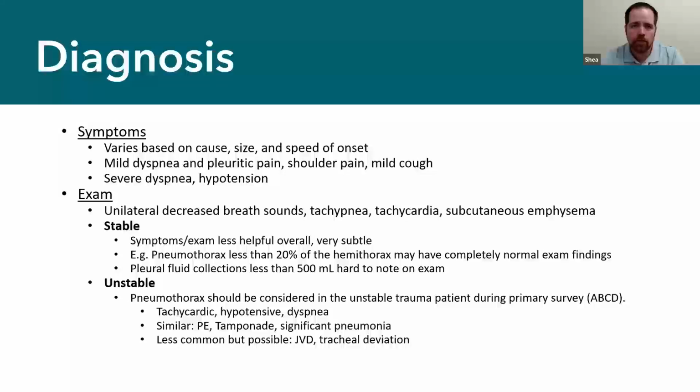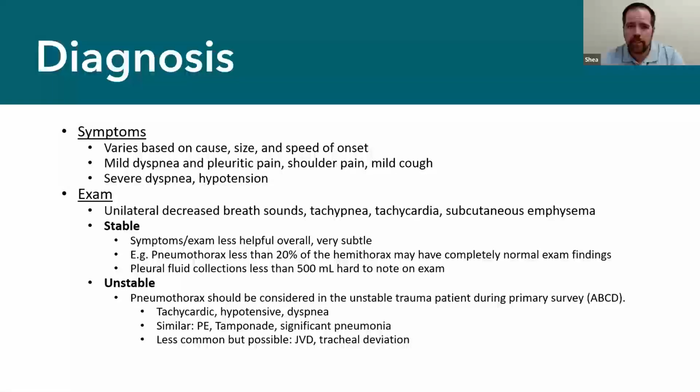In the unstable patient, pneumothorax should be considered really first initially in that primary survey. In your A for airway, B for breathing, C for circulation, D for disability. The pneumothorax should be considered in that unstable trauma patient. Tachycardic, hypotensive, dyspneic, really that should be a high consideration, and potentially doing needle decompression, which we'll talk about later, empirically in those significantly sick patients.